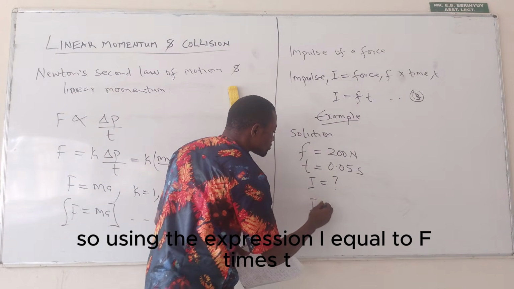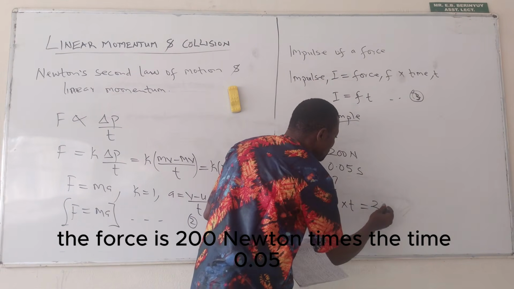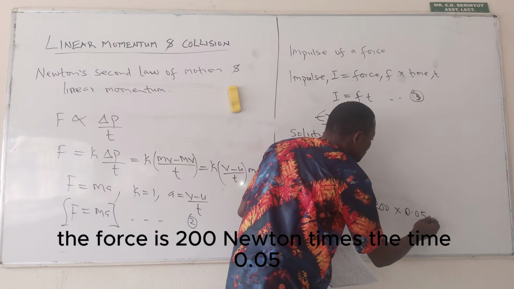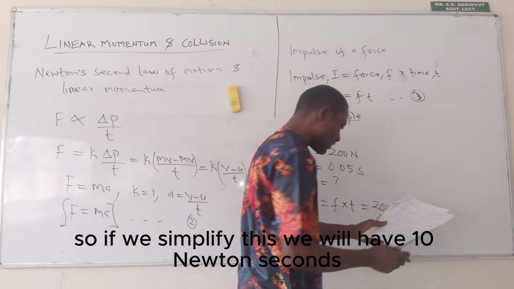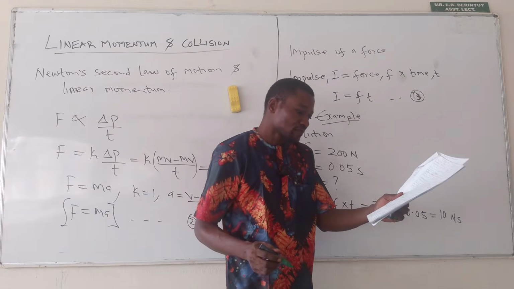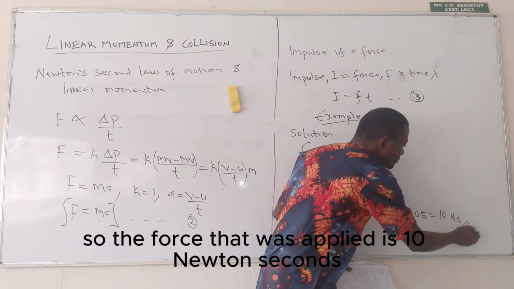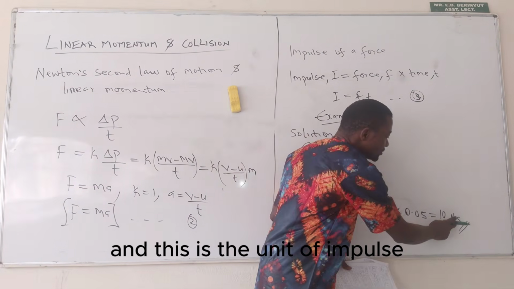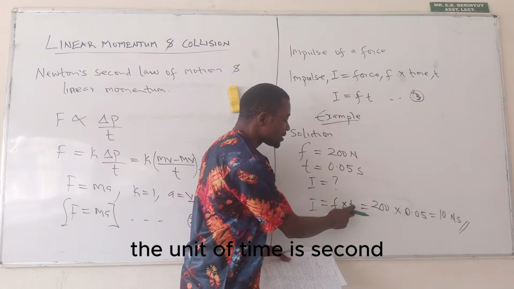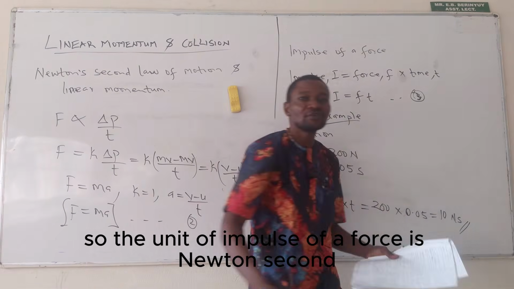So using the expression I equals F times t, if we substitute, the force is 200 Newton times the time 0.05. If we simplify this, we will have 10 Newton seconds. So the impulse is 10 Newton seconds, and this is the unit of impulse. The unit of force is Newton, the unit of time is seconds, so the unit of impulse of a force is Newton seconds.